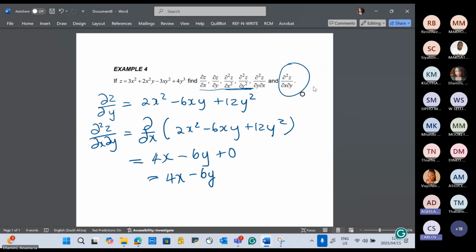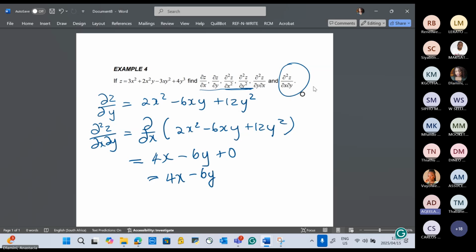The last two terms have the same answer as well. The last term is 24y. No, because we're doing it via x. We differentiate it with respect to x, so that's a constant, so it's zero. The second term is zero, correct, as it is. The last two questions that we did have the same value.